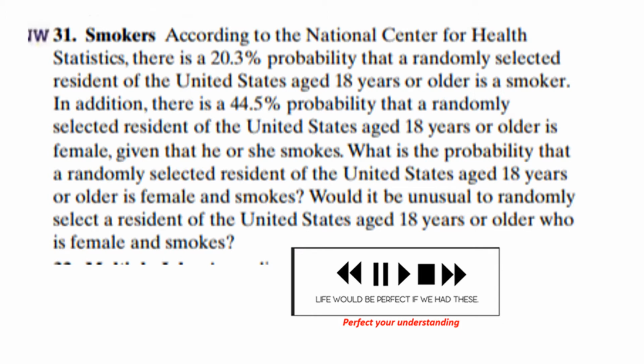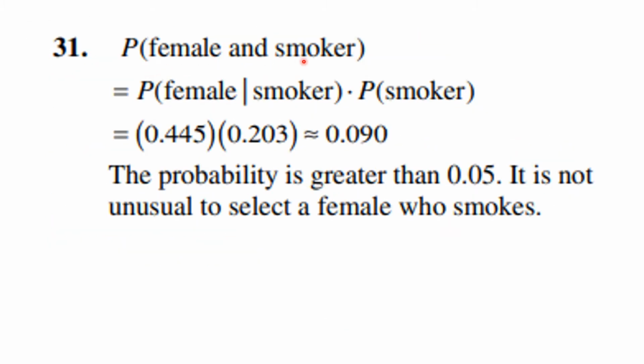Let's see how you did. So the probability of female and smoker is the probability of female given they're a smoker times the probability they're a smoker. These are the numbers. We multiply them and we get that. Now, this is not unusual because by our definition it is greater than 0.05, so it's not unusual.